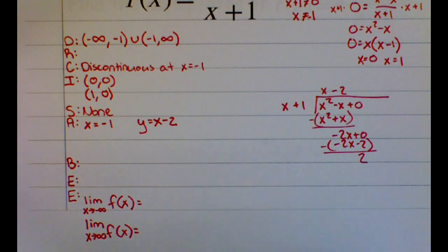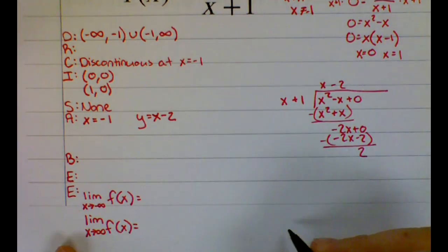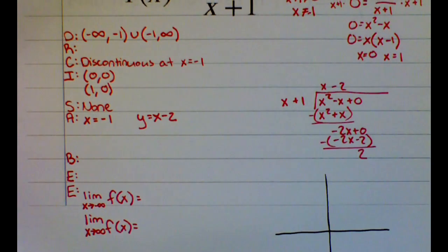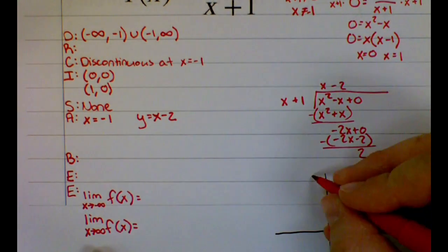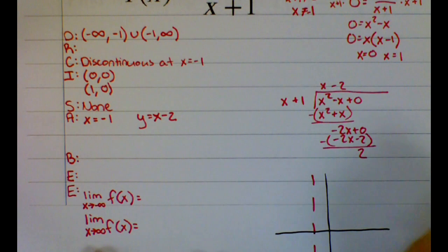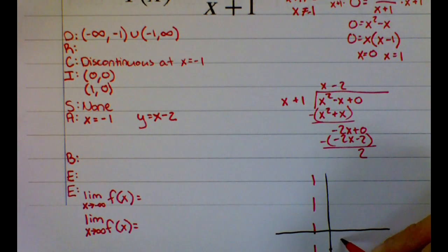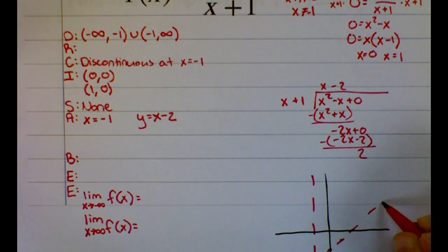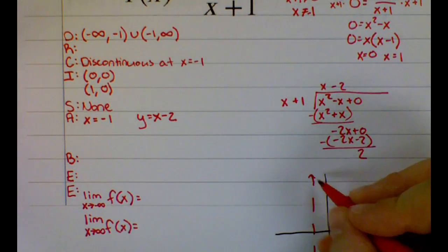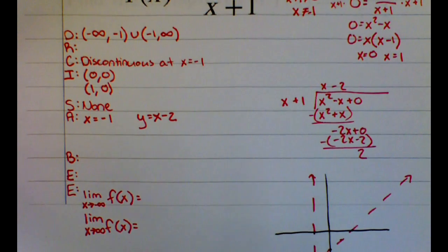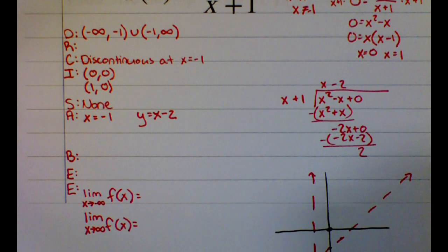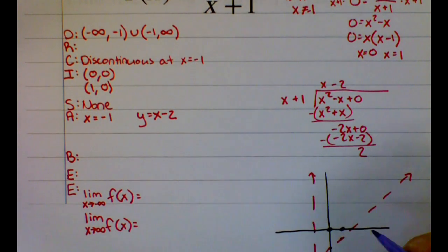All right, let's start looking at the graph. Graph everything we know about it so far. I know that I have an asymptote at -1 and an asymptote of x minus 2. That means -2 and a slope of 1. This is my sketch. That is my slant asymptote. All right, I got my asymptotes. I want to graph my intercepts next. 0, 0 and 1, 0. Okay.